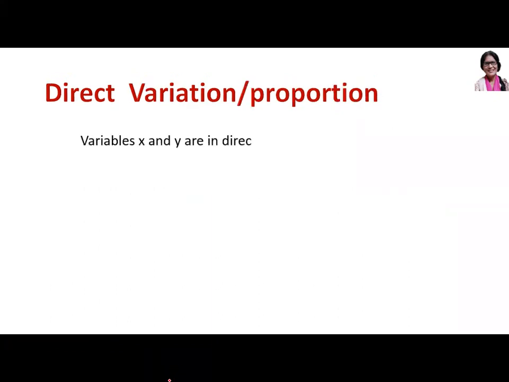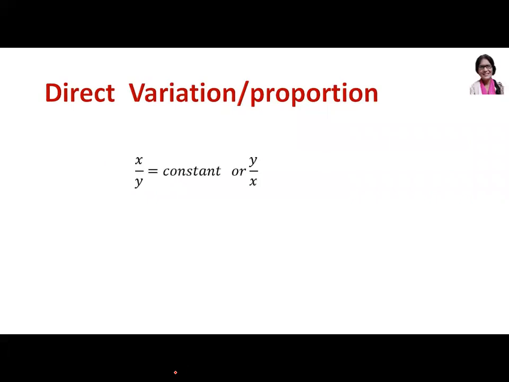More clearly, we say variables x and y are in direct variation or proportion if the ratio of y to x, or the ratio of x to y, is constant. If there are two variables x and y, then the ratio y by x is always constant.